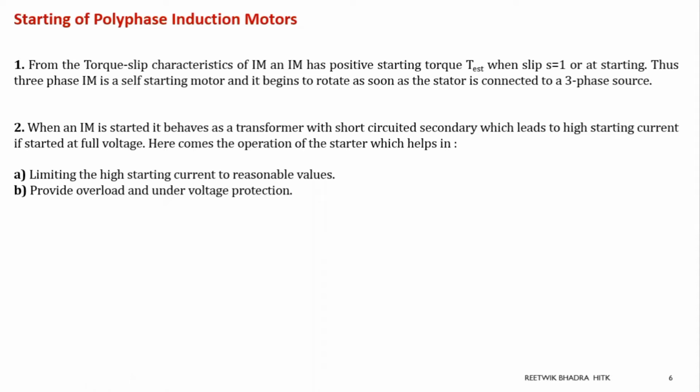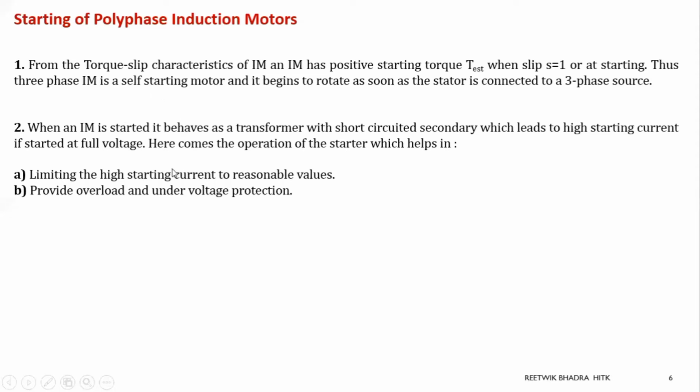So first we'll see the need of starting, and then we'll see the starting methods of squirrel cage induction motor, and in a later class we'll see the starting methods of a wound rotor induction motor. In a wound rotor induction motor, I told you the starting current can be reduced by using additional resistances in the rotor circuit. My first point is that you already know from the torque slip characteristics that there will always be a starting torque at slip equal to 1. That means at starting, when slip equals 1, there will be a starting torque, and that's why the induction motor is called a self-starting motor.